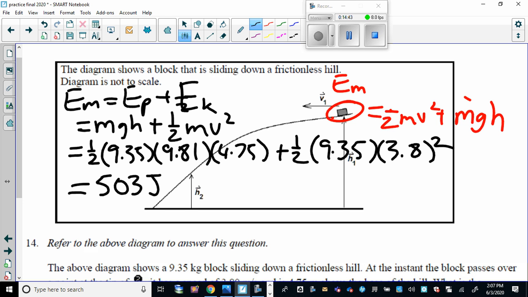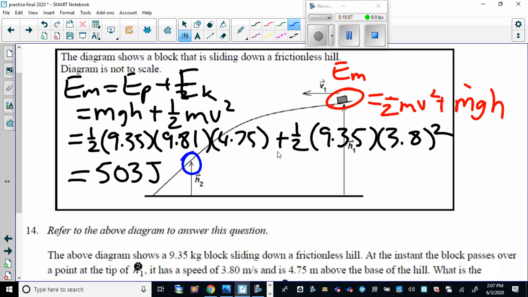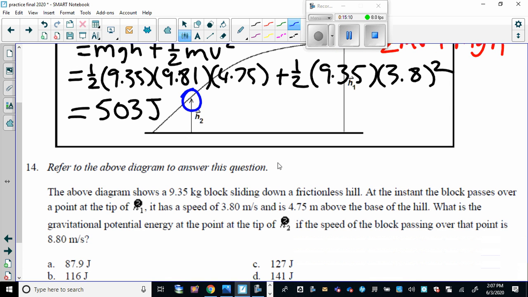So remember that throughout the entire process, as it goes down the hill, the mechanical energy will always be 503 joules, because that's the conservation of energy. Now, when it gets to point H2, it has lost potential energy and gained kinetic energy. So the question is asking for the gravitational potential energy. We're going to use the same formula, but this time we're solving for the gravitational potential energy.